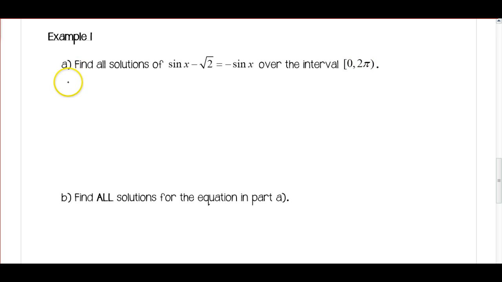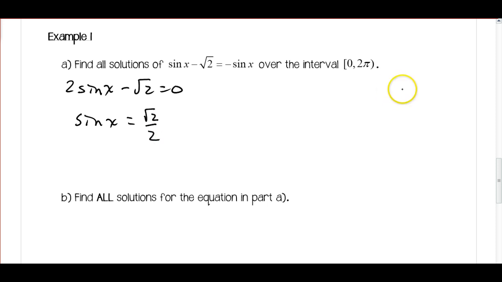So I'm going to go ahead and add sine x to both sides, so I get 2 sine x minus square root of 2 equals 0, and then solve that for sine x by adding square root of 2 to both sides and then dividing both sides by 2, so I get square root of 2 over 2. I strongly encourage you again to draw your circle. It doesn't take that long. It takes about 3 seconds, and then you have a visual of what's going on in the problem.